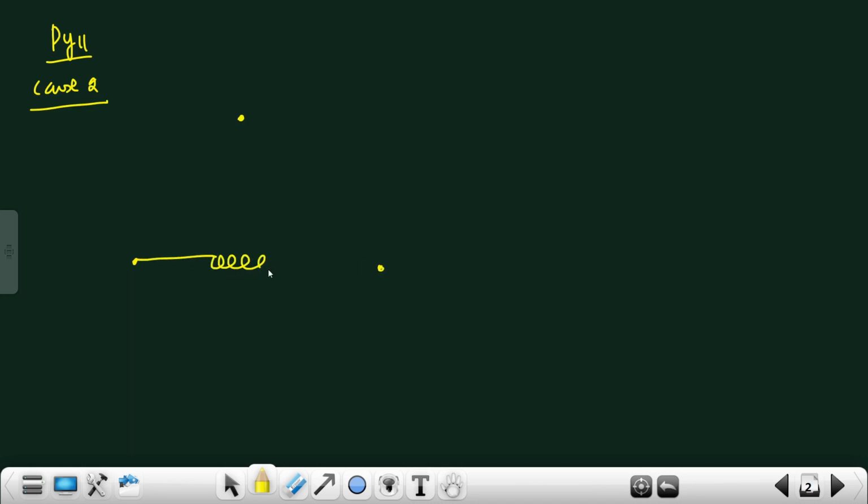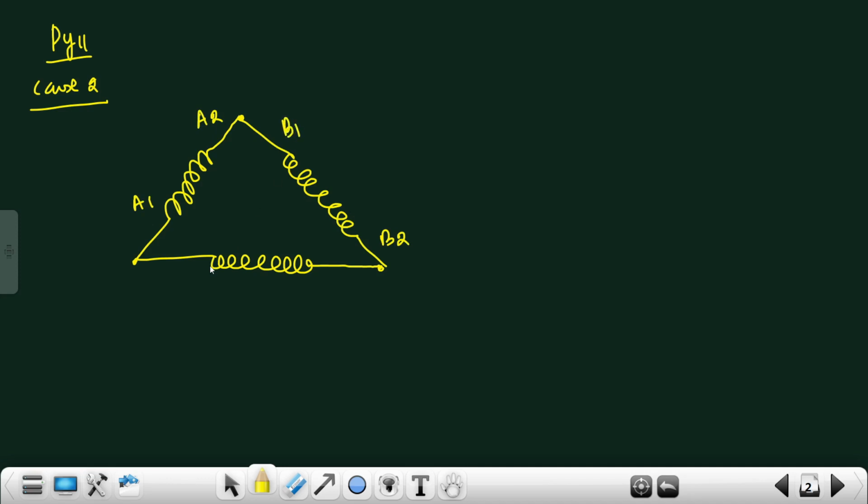So I'm drawing delta of the HV side. Okay, so I'm considering this is A2 A1 and this is B2 B1 and this is C2 C1. And we know that we always take the terminal from A2 B2 C2. So this is A2.